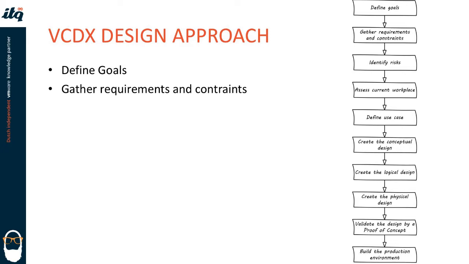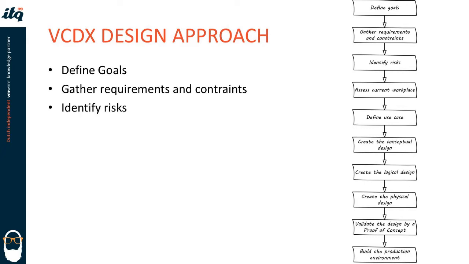Define constraints. If the customer would like to reuse current hardware, so I don't know, HP Blade infrastructure, and those hosts only have 2 disk slots, you're probably not going to design it for an all-flash vSAN containing multiple disks. So those constraints you need to take into account as well.